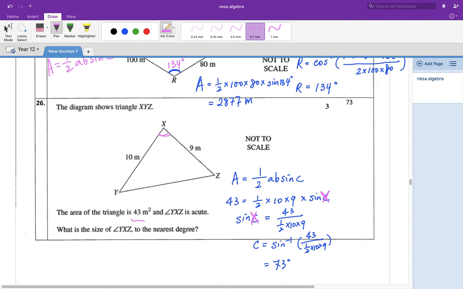So it's sine X in the formula, and I'm putting everything. So X is equal to 73 degrees. X and YXZ are the same.